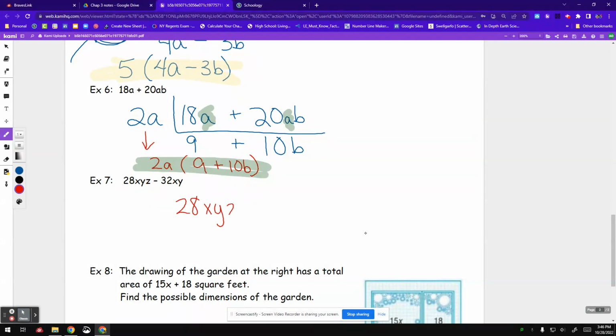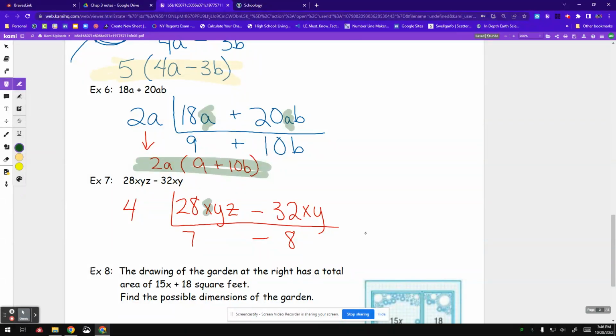28xyz. Always put a line through it so I know it's not a 2. 32xy. I'm going to make a ladder. Let's look at my numbers first. How about 4? 4 goes into 28 7 times. 4 goes into 32 8 times. I bring down my minus sign.